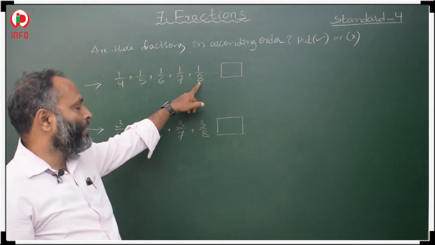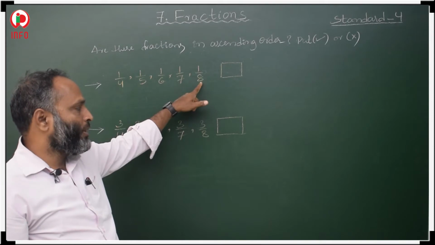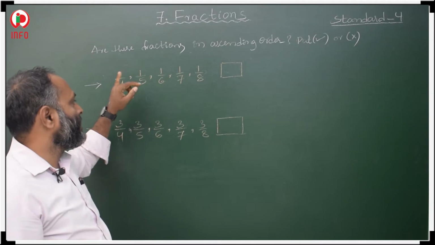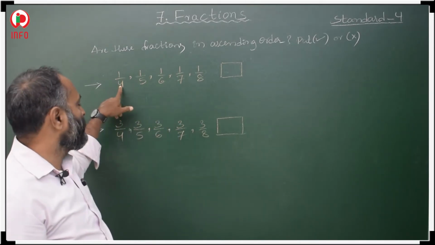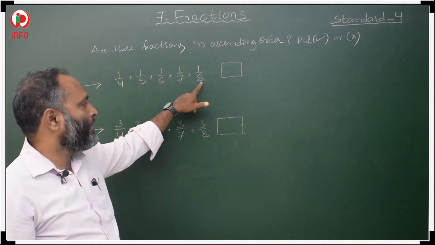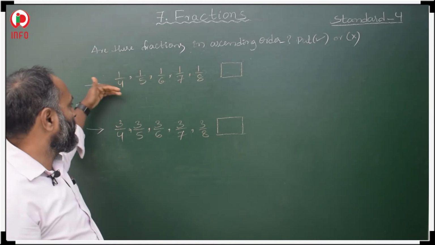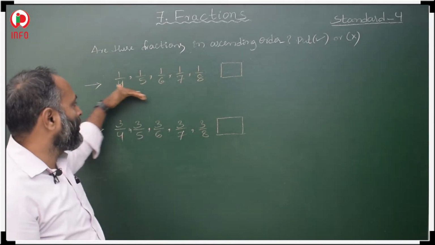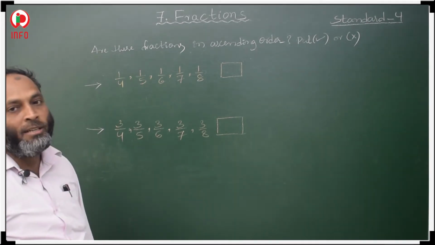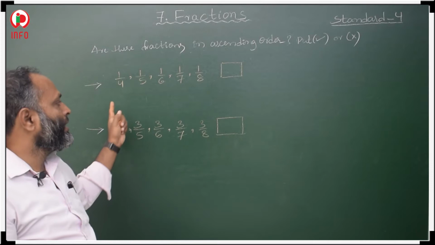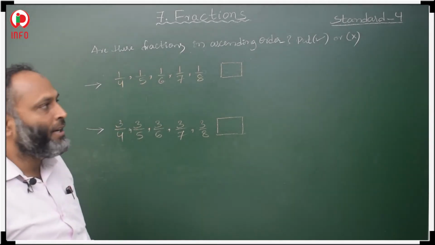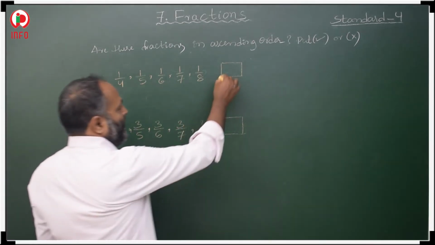So, we have to see the denominator. In the denominator, which one is smaller, that fraction is bigger. Which one is bigger, that fraction is smaller. So, this is bigger, then smaller than this, and so on. Means it is going from bigger to smaller. It means this is in descending order. Ascending means increasing order, but here decreasing order is given, so that is why it is not correct.